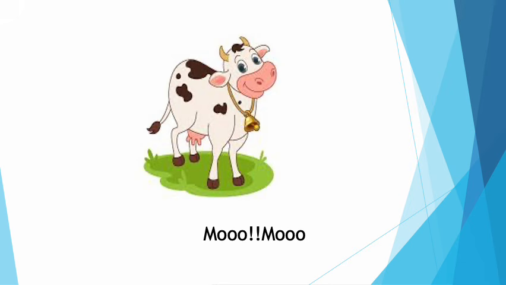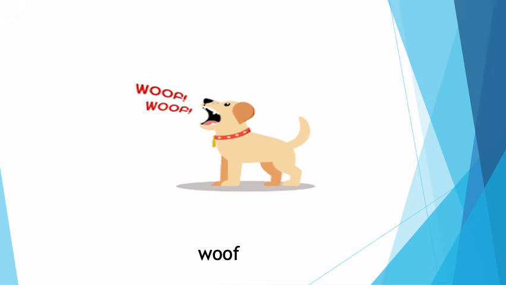Now students, we see some animals and their sounds. Do you know which animal this is? Yes, it is a cow and its sound is moo, moo, moo. Very good. Our next animal is a dog and its sound is woof, woof, woof. Good.